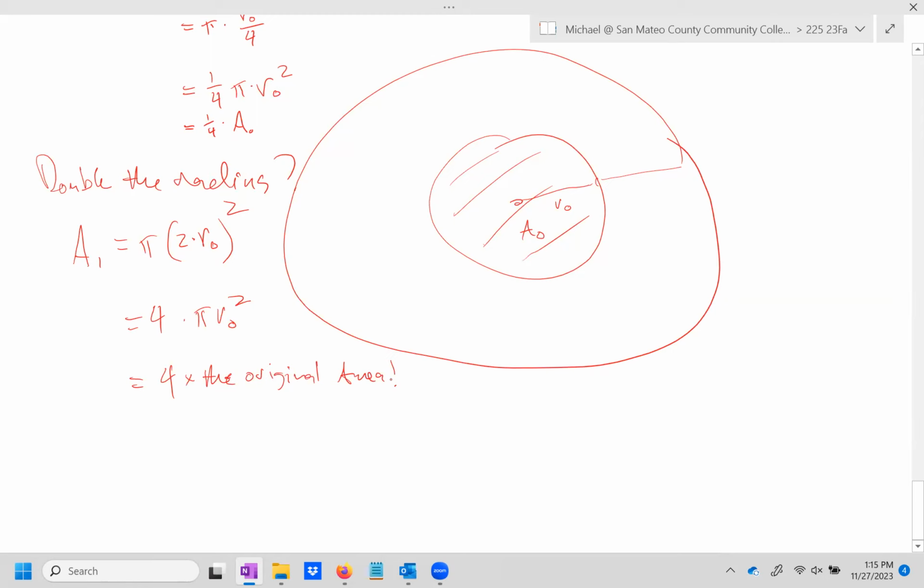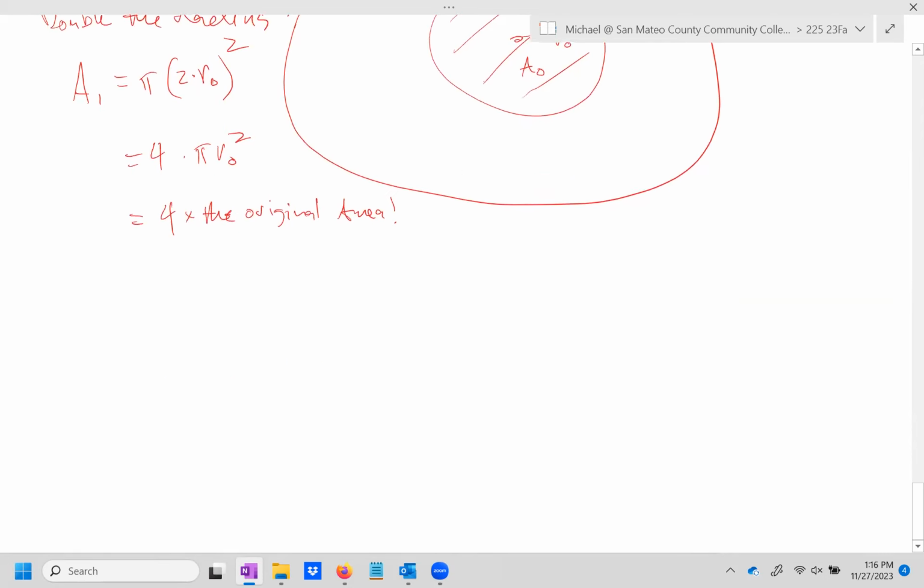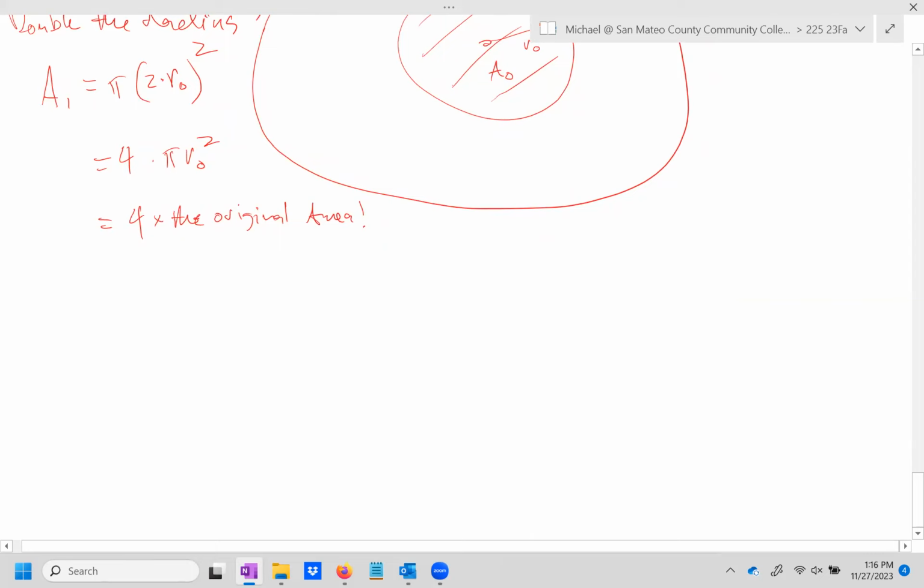So which pizza is a better price per square inch? The bigger one. Pretty much always. So if I get a 10-inch pizza versus a 20-inch pizza, I'm getting 4 times more pizza.